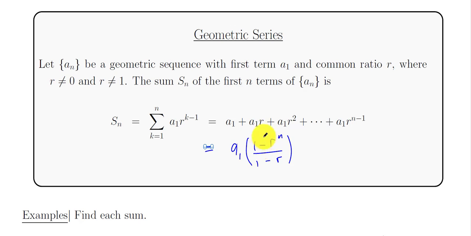So this is the formula for the summation of a geometric series. a1 is the first term. r is the common ratio, so 1 minus r to the n power over 1 minus r. r is also the common ratio.